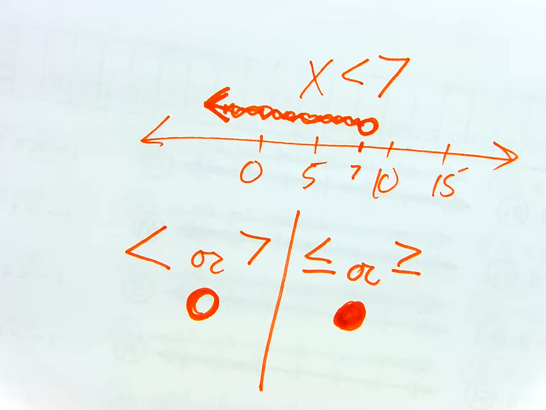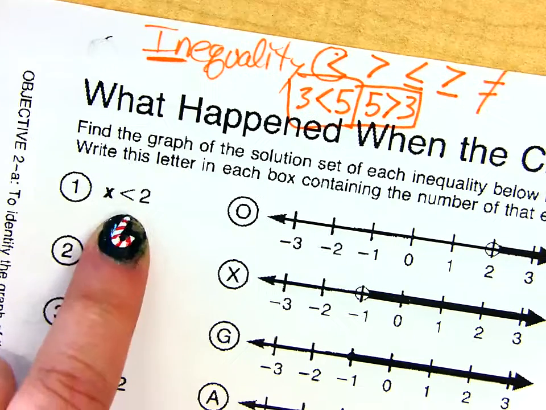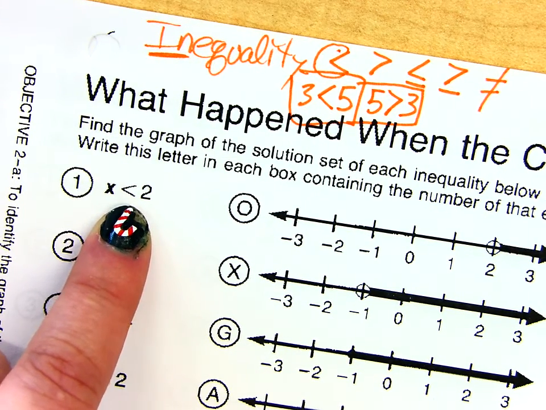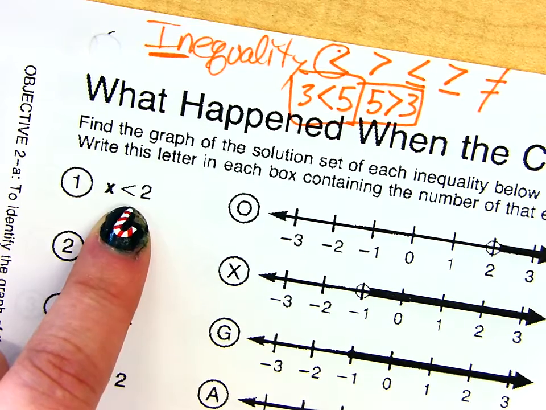And then I'm just going to shade the part of the graph that represents the numbers that I'm looking for. So, if I flip this paper over, let's see if we can try some. This first thing, I'm looking for a graph that shows me x is less than 2. So let me ask you this. Should the dot be filled in or not filled in? Not filled in. It should not be filled in.